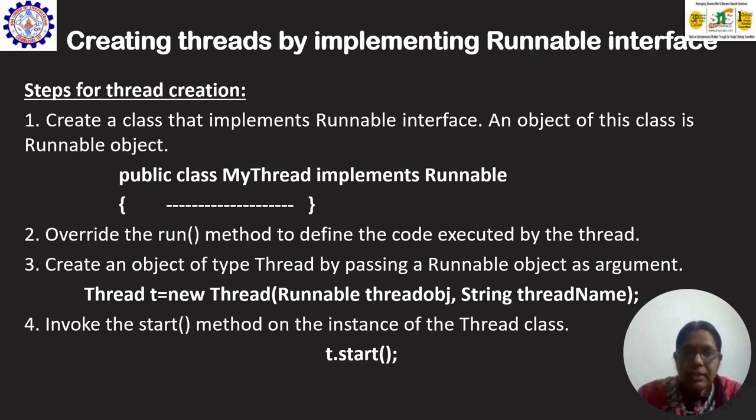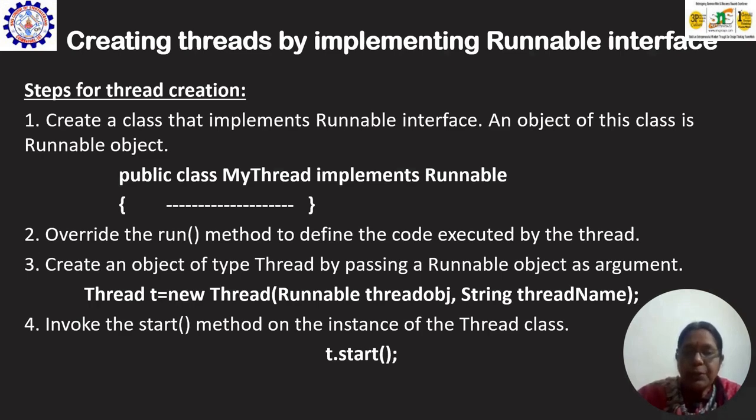First, we create a class that implements the Runnable interface. Then an object of this class is created. Using the myThread class name in this particular example, we are implementing the Runnable interface. So for an interface, we are using the keyword implements. And the method run is overridden, as I mentioned. This run method gets the code which has to be executed by the thread.